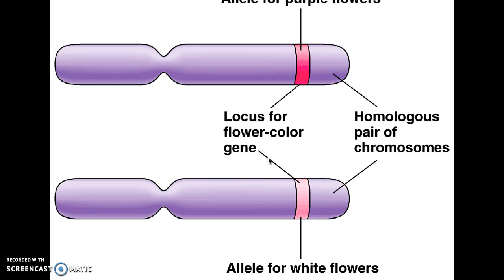For each trait, we have a pair of chromosomes, one from the mother and one from the father plant. And depending on what their allele says, will determine what the offspring have. And so in this case, we see that one parent plant provided the big P or the purple flower allele, and one plant provided the white flower allele.